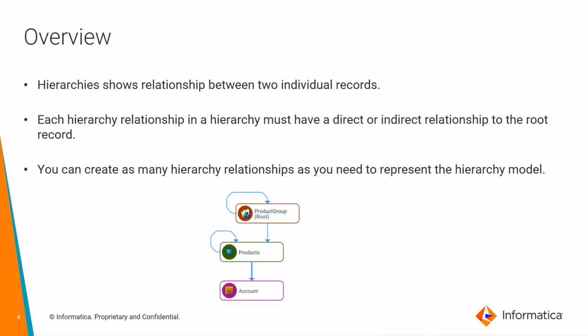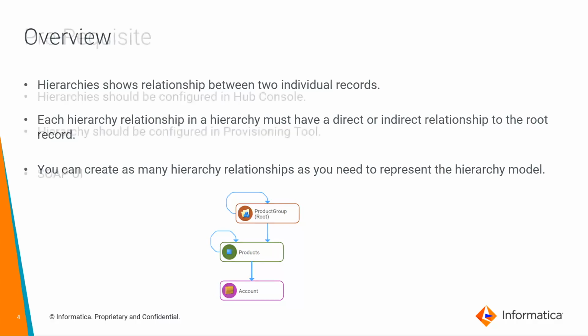What is hierarchies? Hierarchies basically show you the relationship between two individual records. These two individual records can belong to the same BO or two different BO. In a hierarchy model, you can have as many relationships defined as you want, but ensure these relationships are either direct or indirect with the root record. In the lower part, you can see the product group is the root record and the account is in indirect relationship with the product group, while the product group is in direct relationship with products and product is in direct relationship with account. In this hierarchy model itself, you can see there are multiple relationship defined.